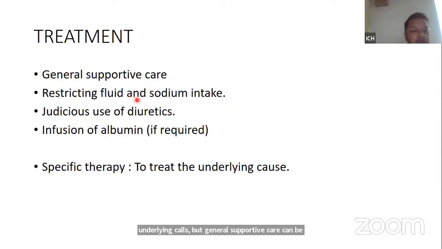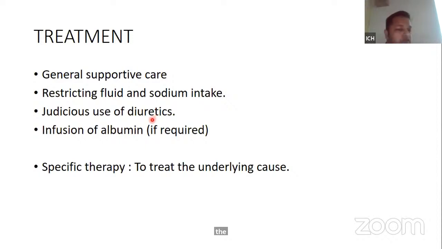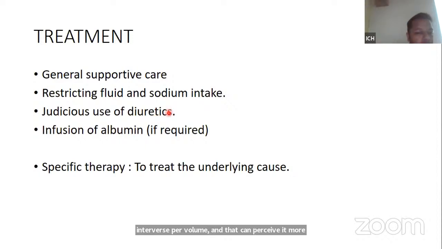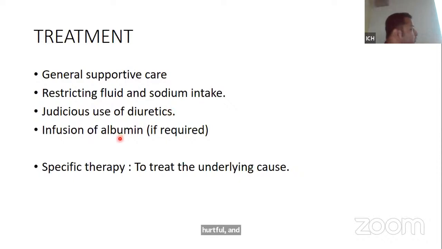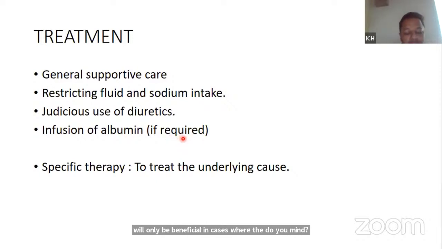Treatment is to treat the underlying cause, but general supportive care can be done, in which there is restricting of fluid and sodium intake. Judicious use of diuretics is important because diuretics can lead to depletion of the intravascular volume, and that can precipitate more heart failure and AKI. So that should be kept in mind. And infusion of albumin, if required, will only be beneficial in cases where the edema and anasarca are developing due to decreased plasma oncotic pressure.